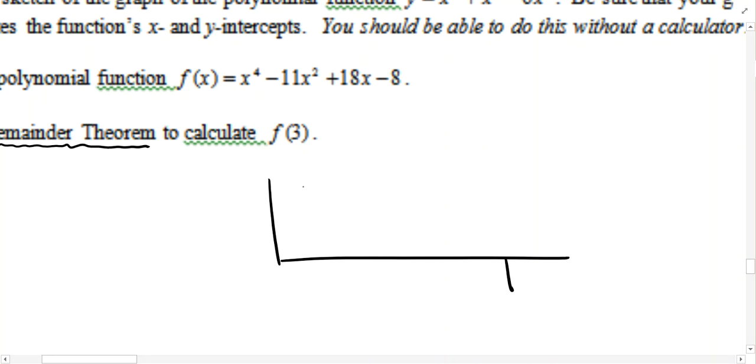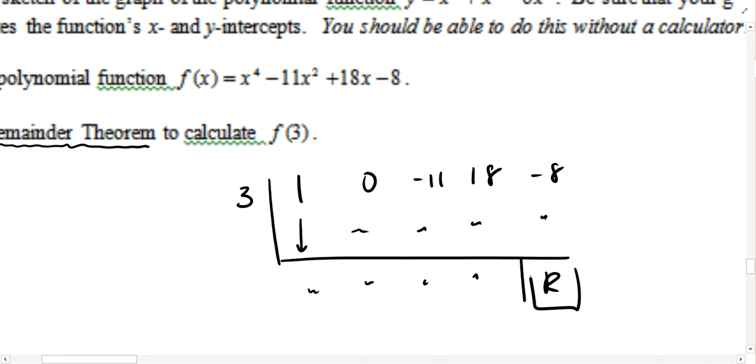What we have to be extremely careful of here, however, is when setting up our synthetic division, it better look like this: 1, 0, negative 11, 18, and negative 8. It's got to have the extra 0 here because I don't know if you noticed it or not, but there was a missing term in this polynomial. There was no x cubed value. So we better include that, and when we place the 3 on the outside and work through the process, then the result that we get down here at the very end, this number in this position, is the remainder, and it is the result for f evaluated at 3.